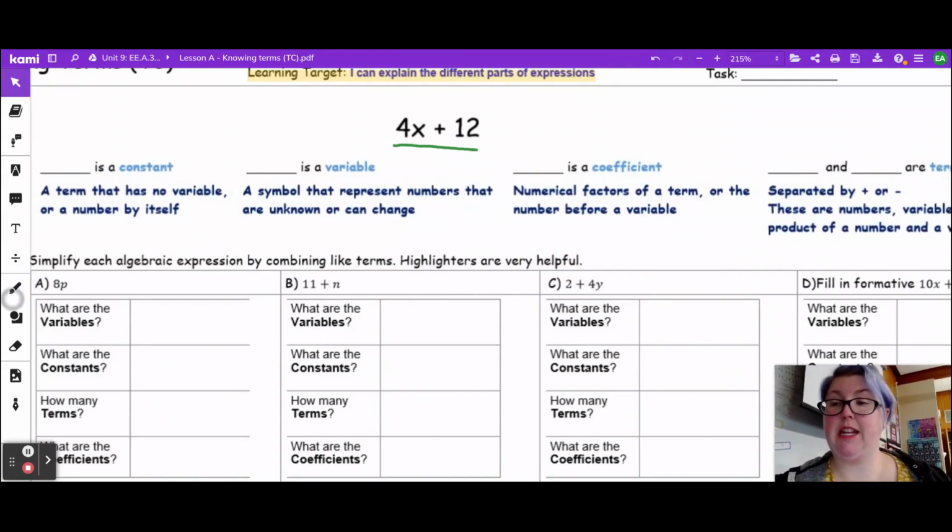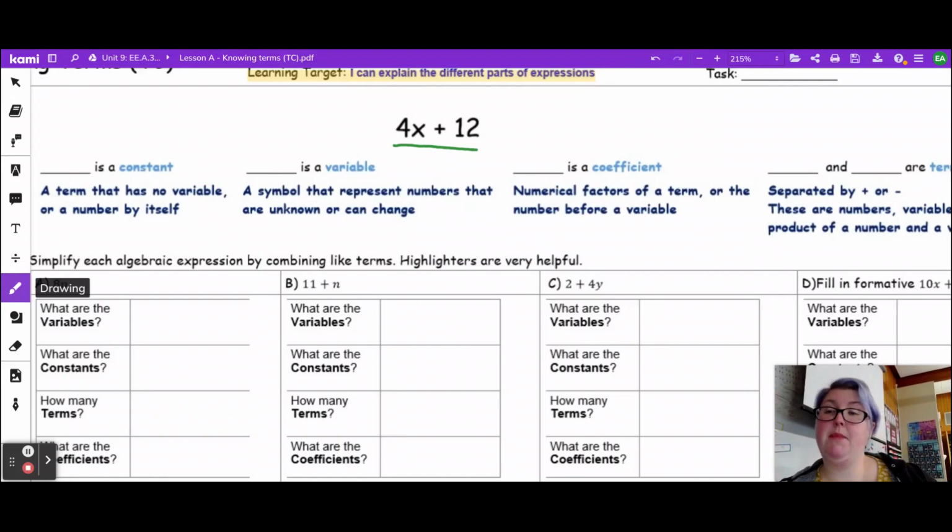So the first one is a constant. It's a term that has no variable or number by itself. Constants do not change, they stay the same. That's what it means to be constant. You do not change. So it can't be x because that's our variable that changes.